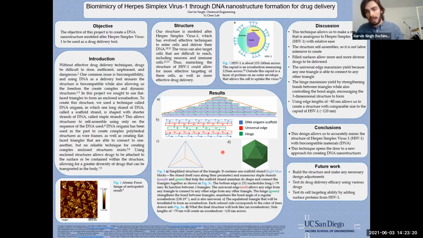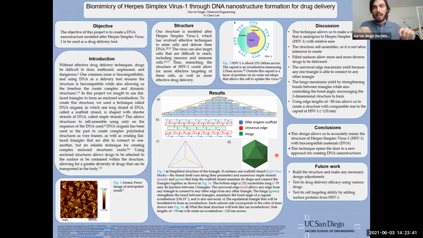And if they're all different, then we would need a different edge for each triangle. And that minimizes the amount of ways that the triangles connect to one another, and that reduces our yield. So the way that we're dealing with that is we have a universal edge at the end of each triangle.